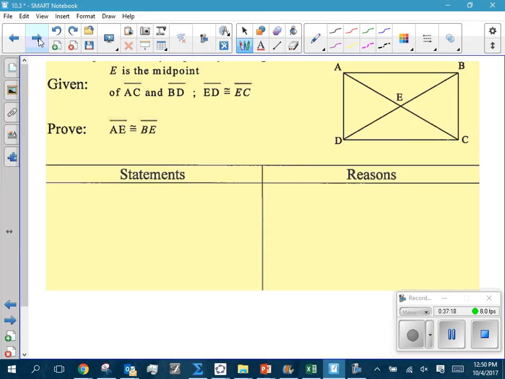So let's do this one. I'm not sure if this is the direct next one on your paper. So sift through that paper and try to find this one. We'll get this one done and we'll go to lunch.